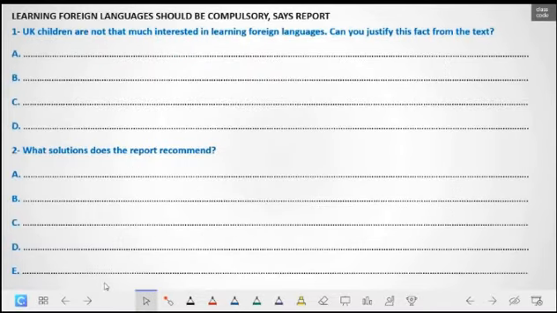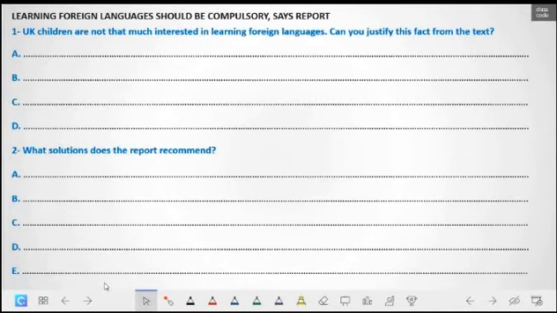So these are the questions. Learning foreign languages should be compulsory. Now, compulsory means that it is a must. You have to do it, all right? Says the report. Now, your job is to find some justifications.